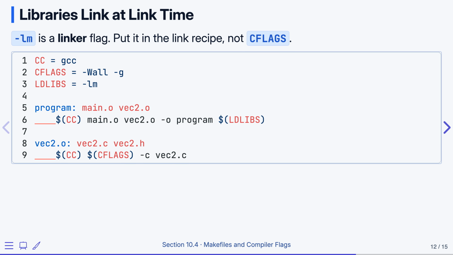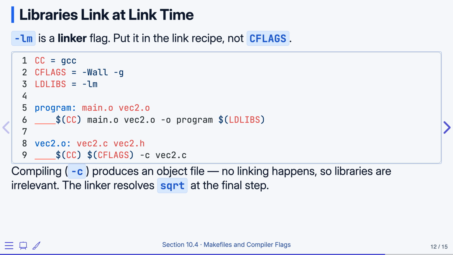Some functions need an external library. Square root from math.h needs -lm, but -lm is a linker flag, not a compiler flag. So it belongs in the link recipe, the one that produces the executable, not in CFLAGS. Look at the Makefile. LDLIBS = -lm, and it appears only in the program rule at the link step.